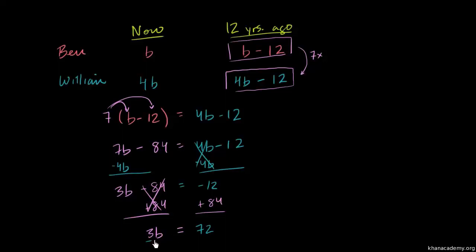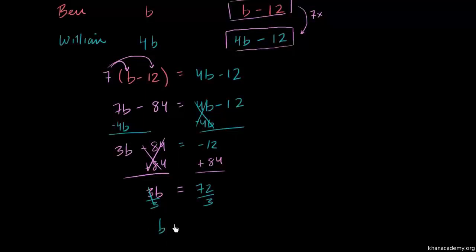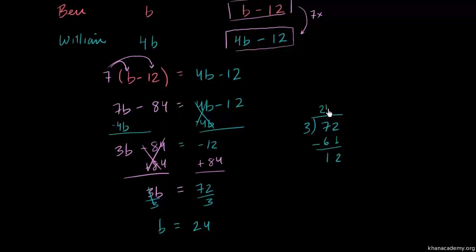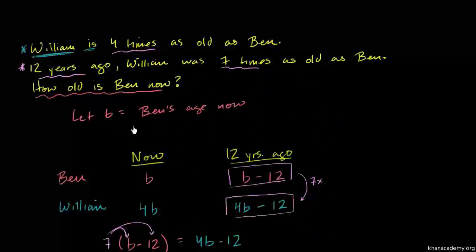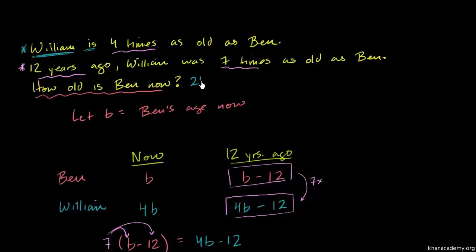Now, if I want to solve for b, I just have to divide both sides of that equation by 3. And so I am left with b is equal to, and now we have our drum roll, 72 divided by 3. You might be able to do that in your head. It would be 24, I believe. And you could work it out on paper if you have trouble. 3 goes into 7 2 times. 2 times 3 is 6. Subtract, and you bring down the 2. 3 goes into 12 4 times. So b is equal to 24. Going back to our question, what is Ben's age now? It is 24.